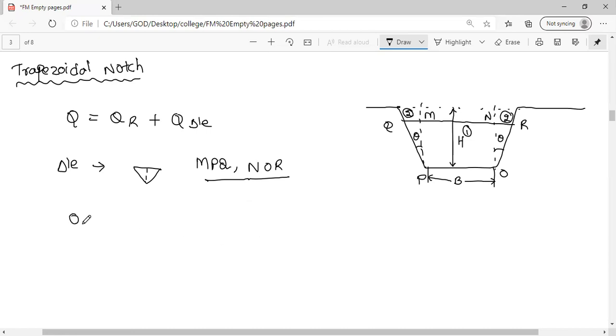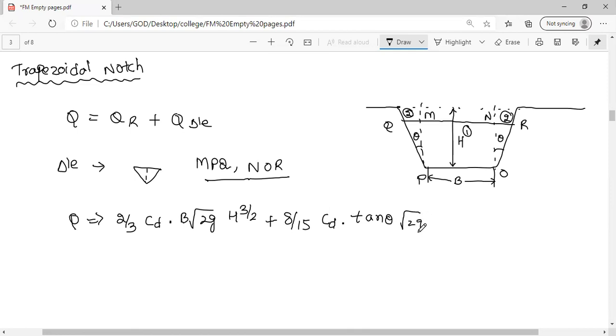So the total discharge can be written as Q rectangular, which we already know: 2 by 3 into coefficient of discharge into B root 2G and H power 3 by 2. And the discharge over a triangular notch, already discussed in the last class, is 8 by 15 into coefficient of discharge into tan theta into root 2G and H power 5 by 2. This was the discharge for a triangular notch.